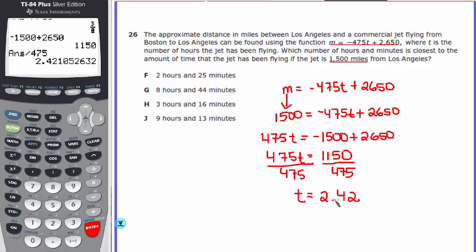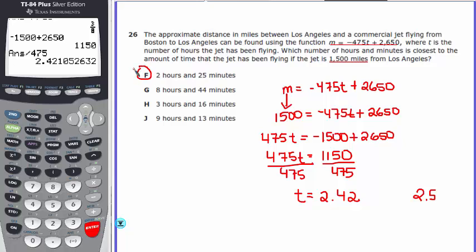hours, 2.5 hours. Okay, so we look at the answers here. None of them says 2.5 hours, but they say 2 hours and 25 minutes. Remember, this is not 2.5 hours. It's a little bit less than 2.5 hours, because 2.5 hours would be 2.5. So 2.4 is approximately 2 hours and 25 minutes. So my answer would be letter F.